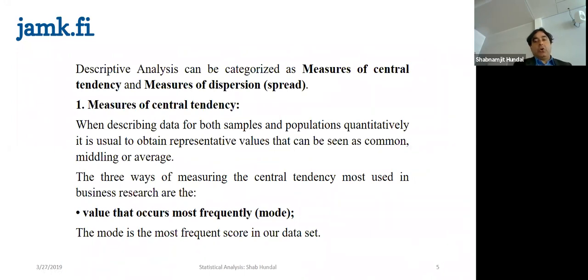Basically, it is all about the averages. We want to find some representative value. We want to find some average value which is representing the entire sample. Okay? Normally, we use 3 measures of central tendency. The first one is called mode. Mode is the number which comes most frequently. You know, frequently? The number which comes most frequently.